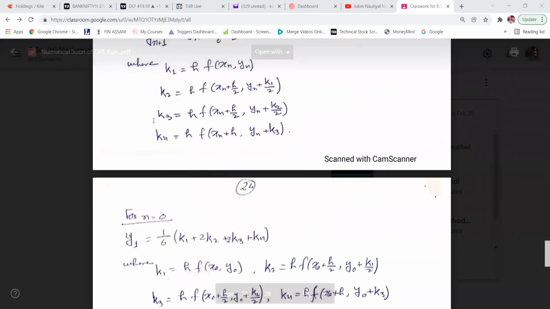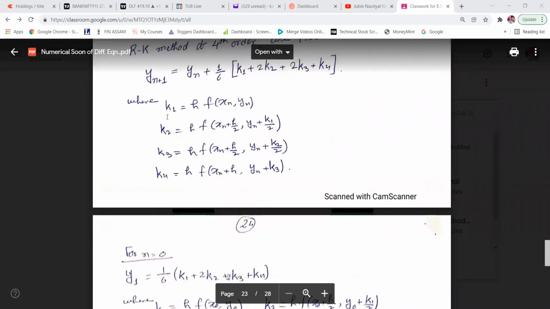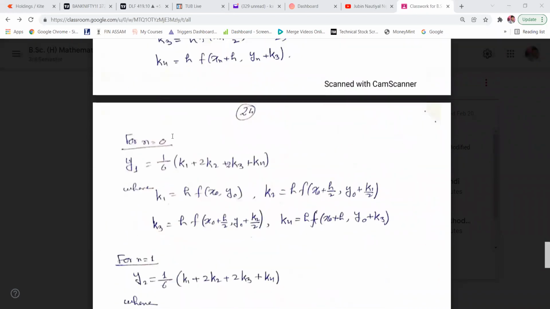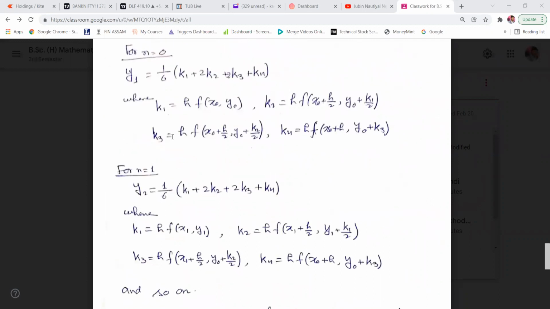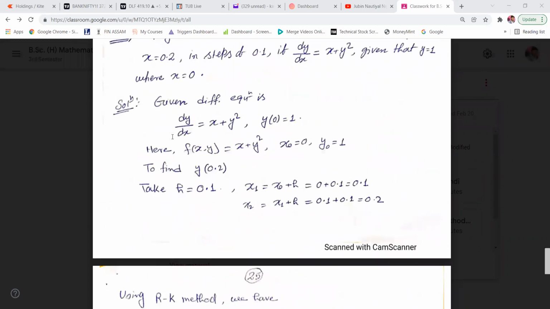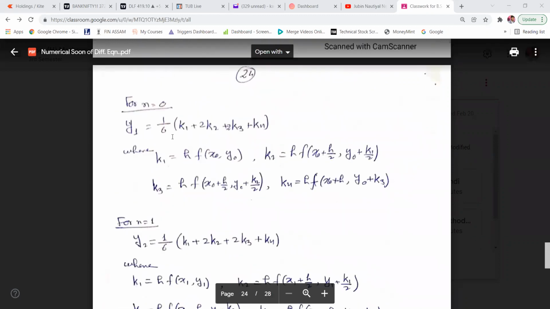sorry, some mistake I have done. y1 is equal to y0 plus this one. So it will be, because y n plus 1 is equal to y n, no? So plus y naught will come here. Just you note down that one. y n will be y naught plus this one.